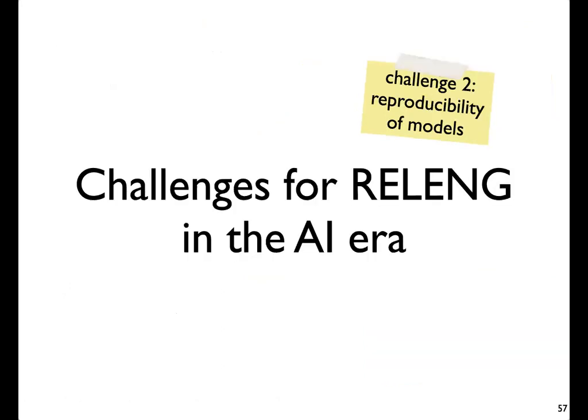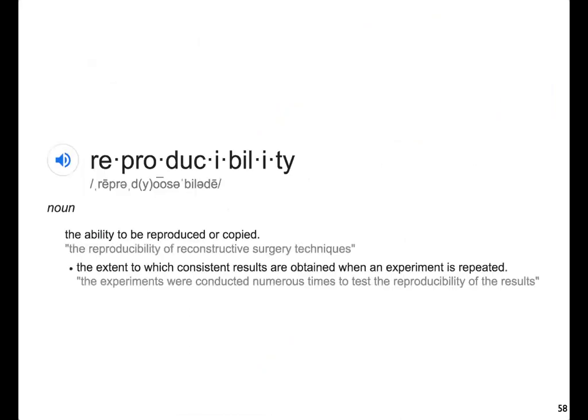And then second challenge, reproducibility. So we already talked about reproducible builds before, okay? But somehow here, that was on code. So what about reproducibility of models? Well, that's maybe not as simple as it sounds, because if you go to a random dictionary, what does that mean? Reproducibility means to have consistent results when an experiment is repeated.